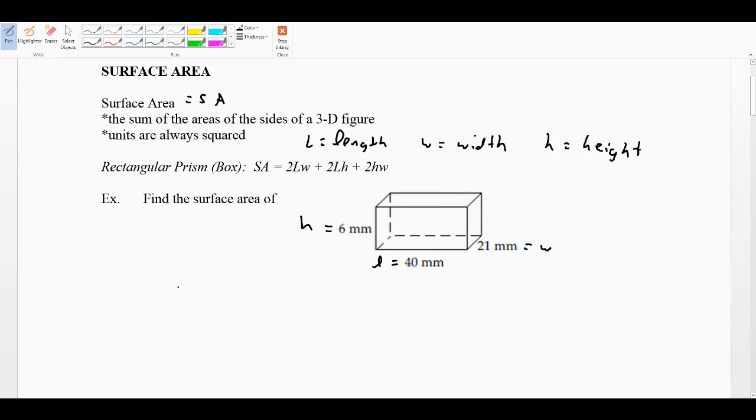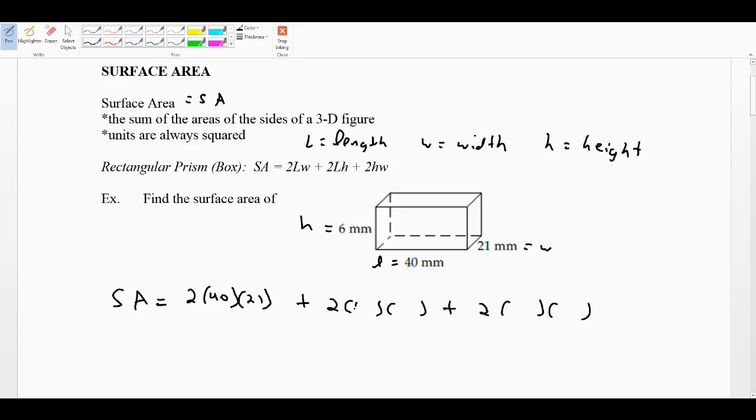Or you can just use this formula, and I'm going to. All this is just multiplication. 2 times L times W, plus 2 times L times H, and then plus 2 times H times W. So everywhere I have an L, I'm going to use a 40. Everywhere I have a W, I'm going to put a 21. I'm going to stay consistent.